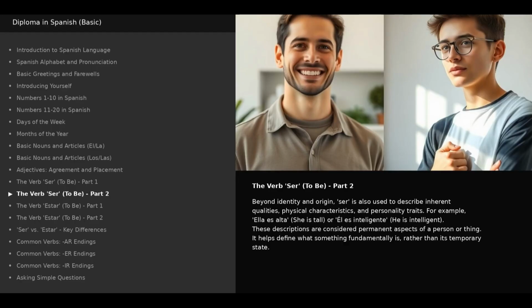The verb ser, to be, Part 2. Beyond identity and origin, ser is also used to describe inherent qualities, physical characteristics, and personality traits. For example, ella es alta, she is tall, or él es inteligente, he is intelligent. These descriptions are considered permanent aspects of a person or thing. It helps define what something fundamentally is, rather than its temporary state.